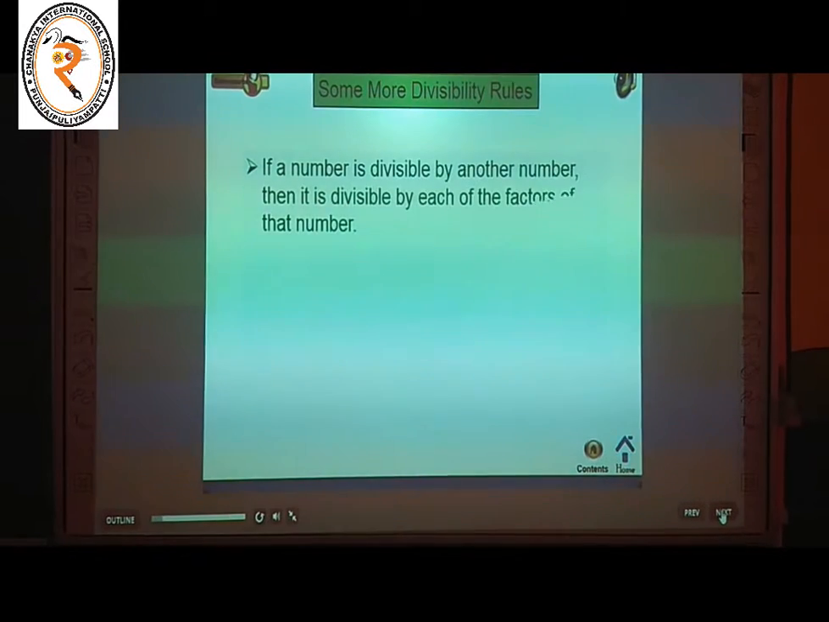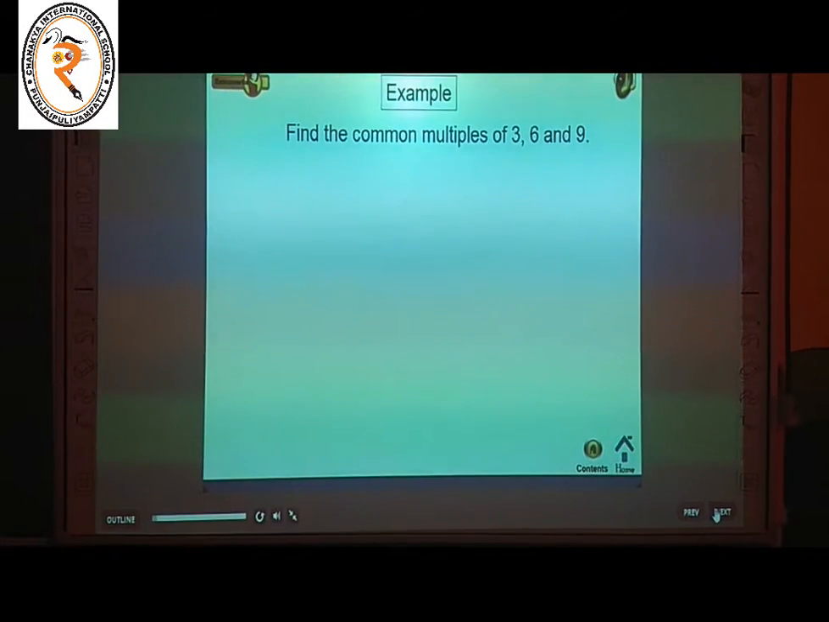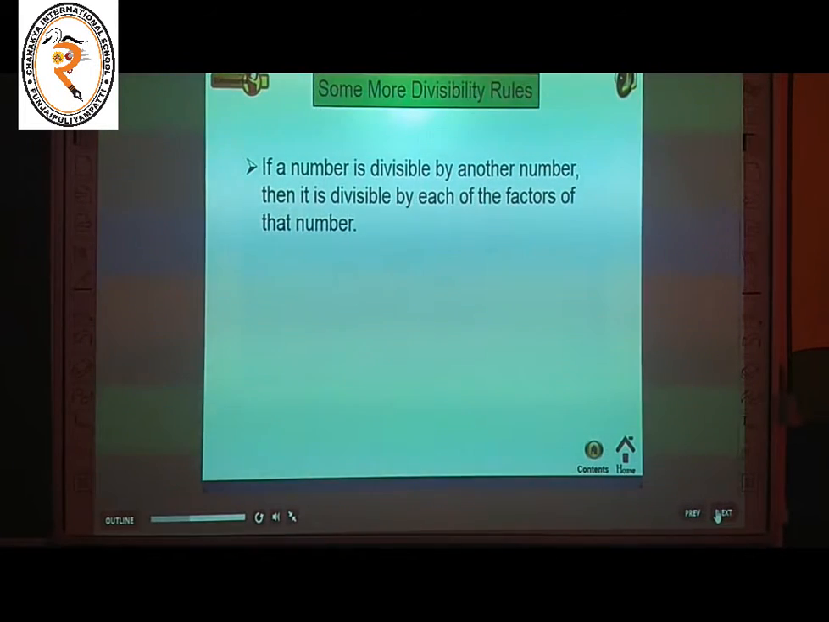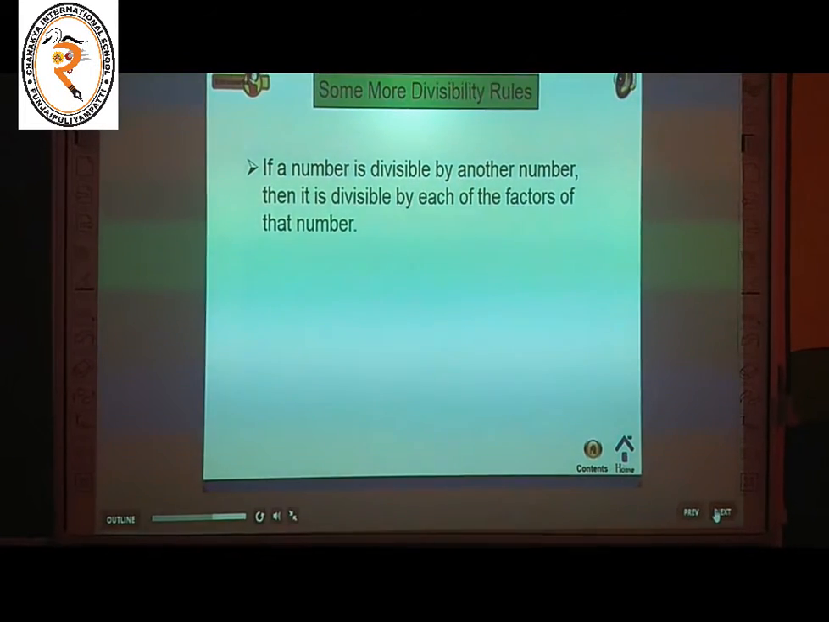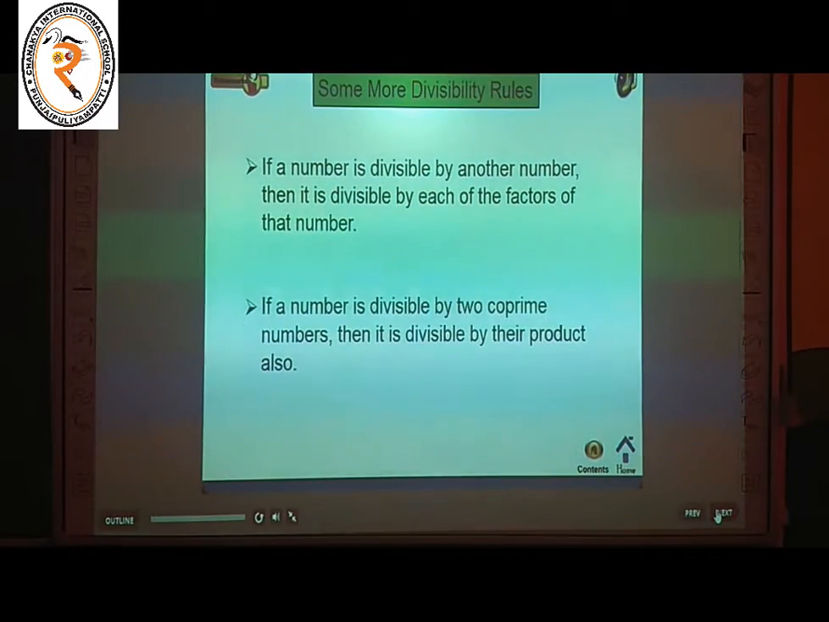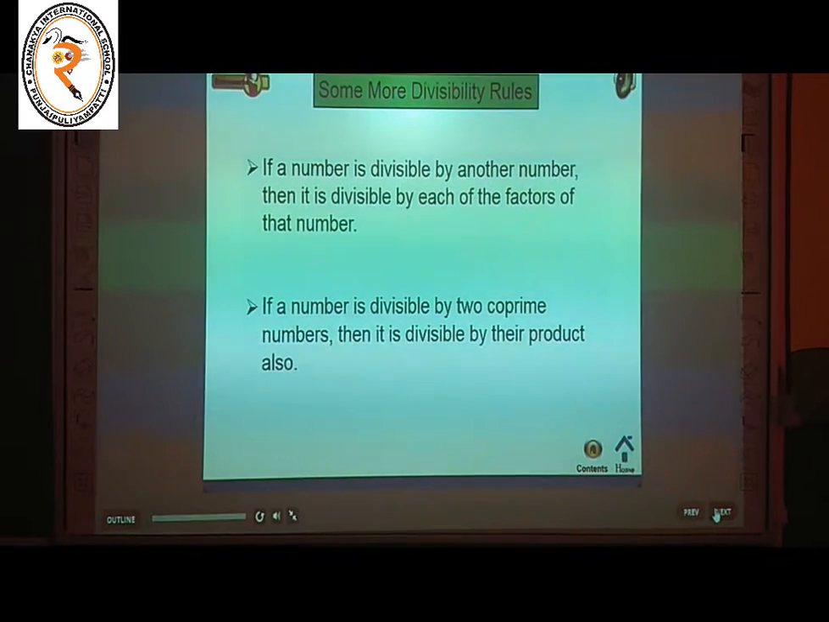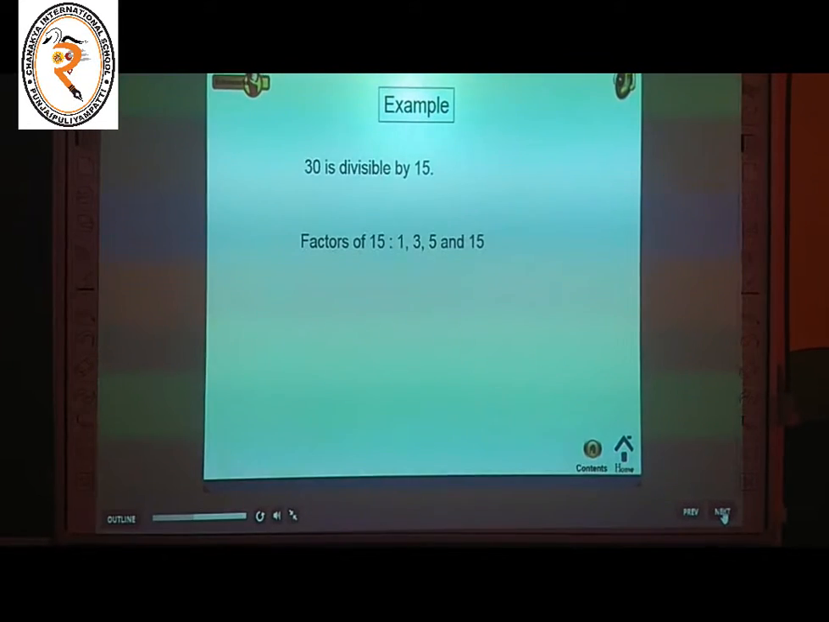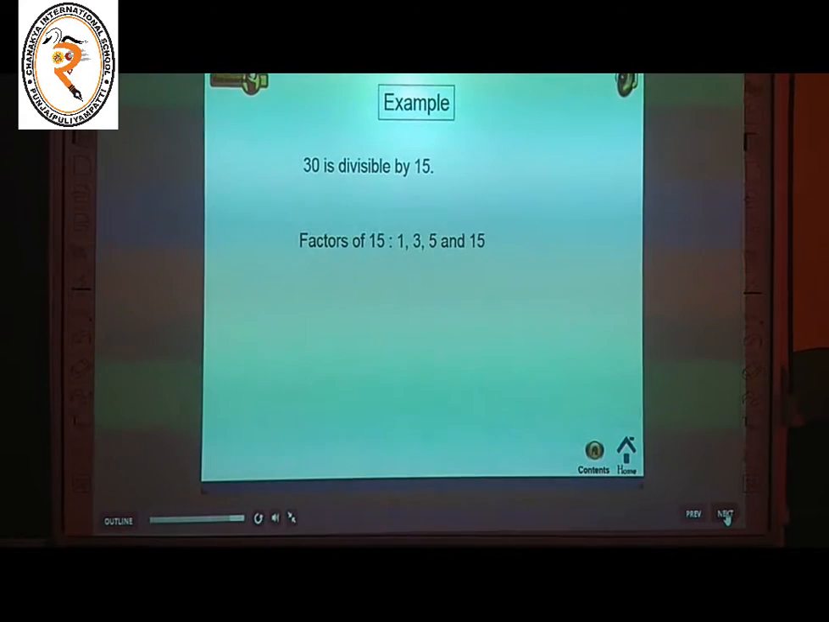Some more divisibility rules. If a number is divisible by another number, then it is divisible by each of the factors of that number. If a number is divisible by two co-prime numbers, then it is divisible by their product also. For example, 30 is divisible by 15, and the factors of 15 are 1, 3, 5 and 15. Therefore, 30 is divisible by 1, 3, 5 and 15.